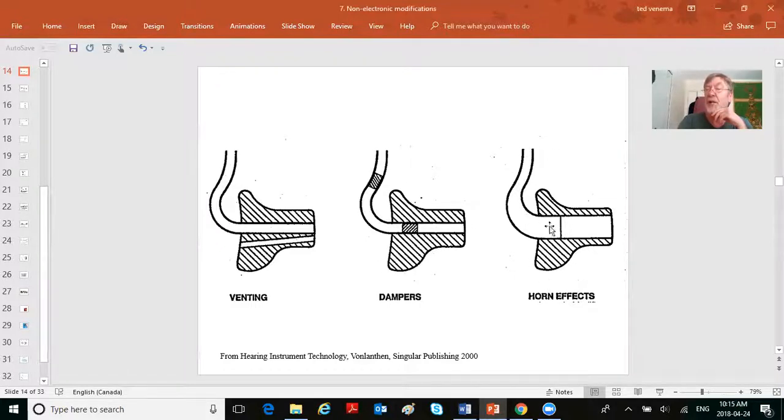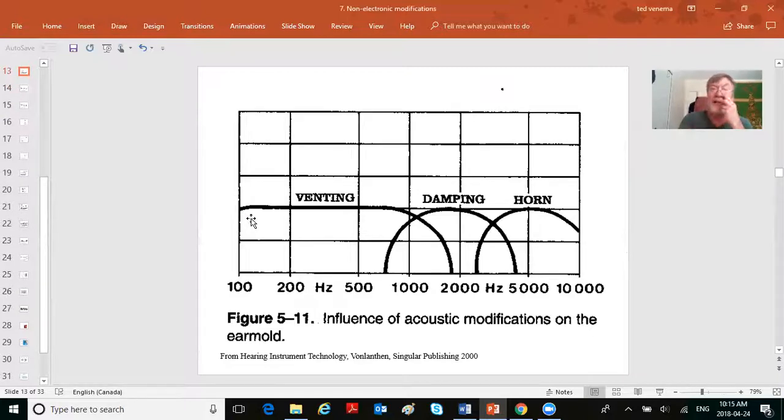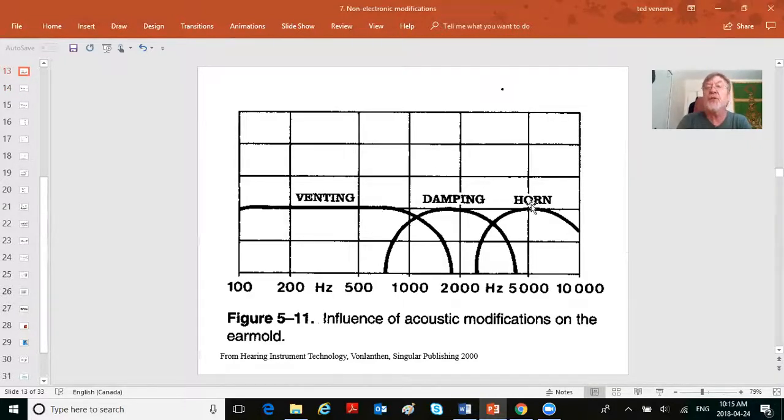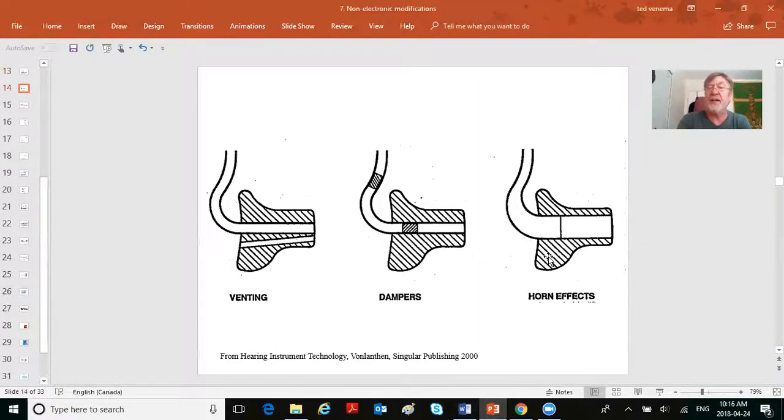See how the horn gets wider, wider, wider? Now, when you have a horn, you're increasing the highs. Filters were used to reduce feedback, okay? And vents were used to reduce the occlusion effect. So those are the 3 modifications. We haven't talked much about damping or horns at all, but I'm just showing you context here. Again, on the left, venting, filters, horns, affecting the lows versus the mids versus the highs, okay?